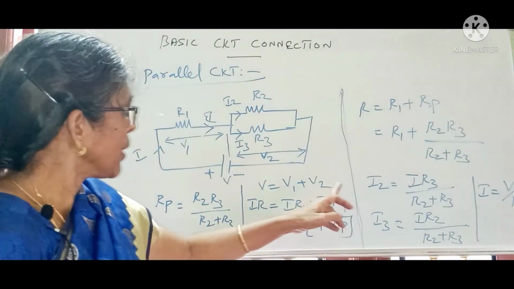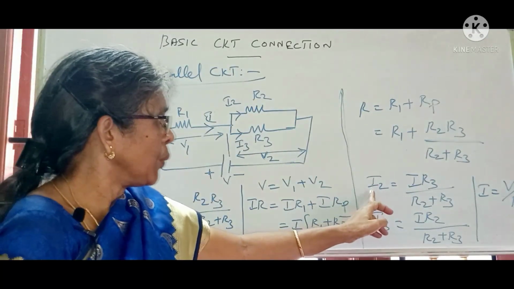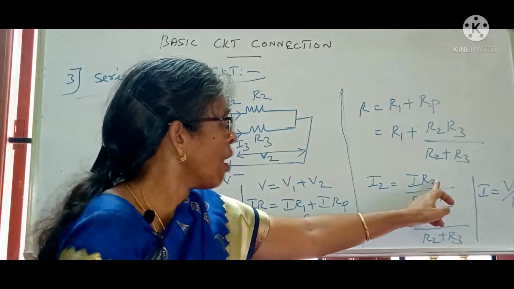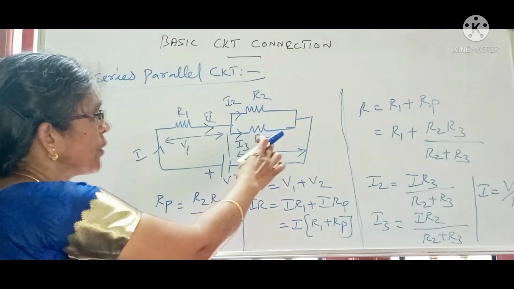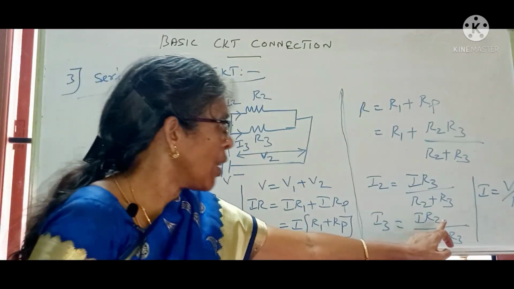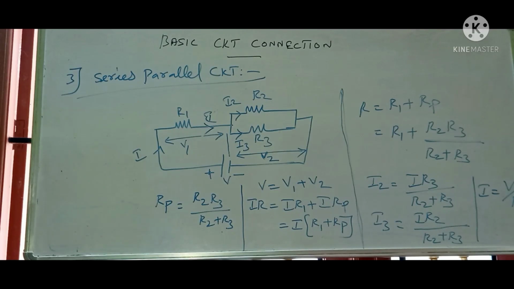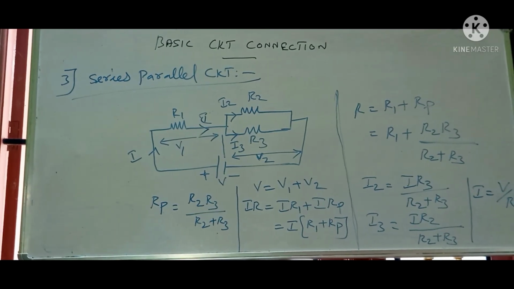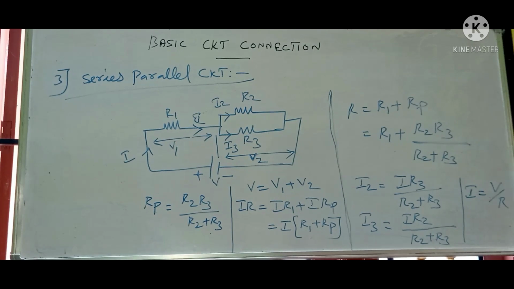Then the current flowing through the resistor R2, I2, equals I into R3 divided by R2 plus R3. Then the current flowing through the resistor R3, I3, equals I into R2 by R2 plus R3. So the basic three combinations of circuit connection are the series combination circuit, the parallel combination circuit, and then the series-parallel combination circuit.